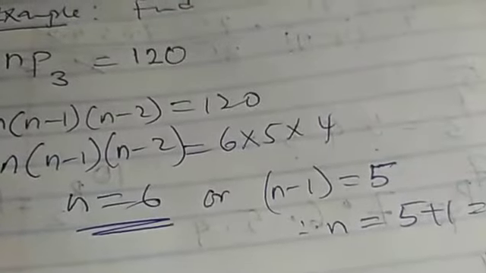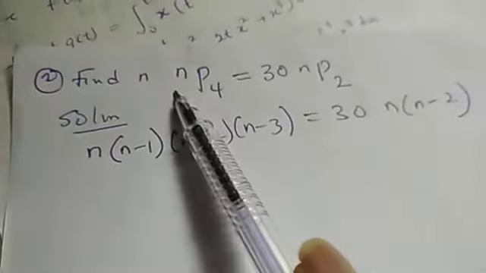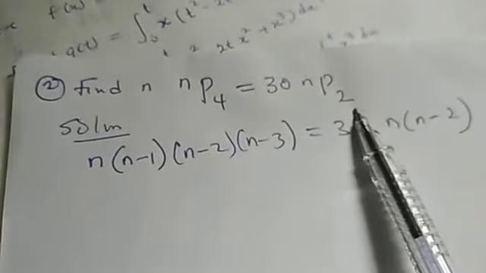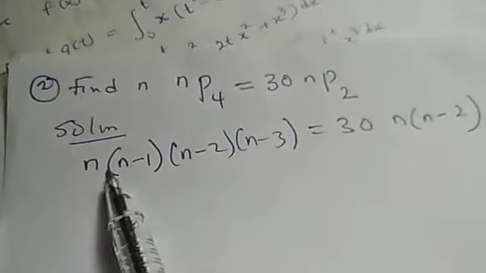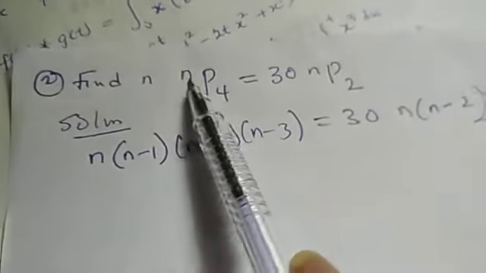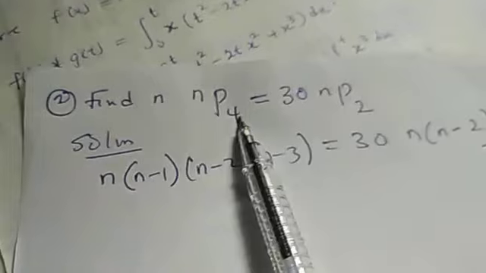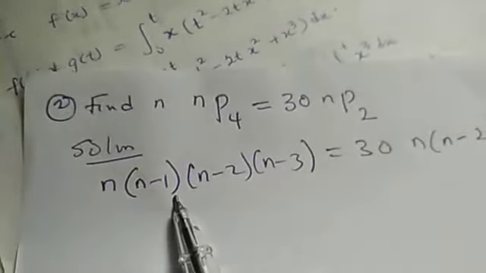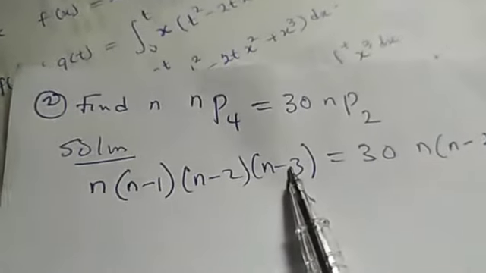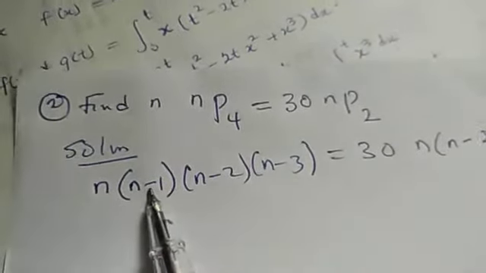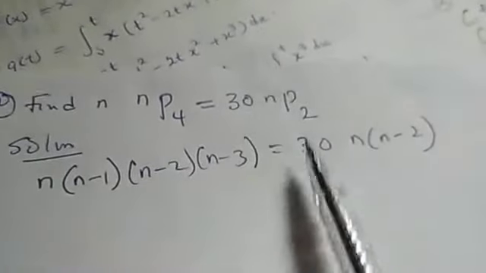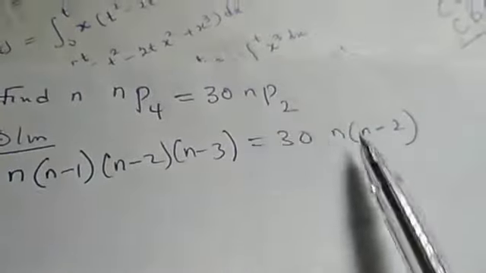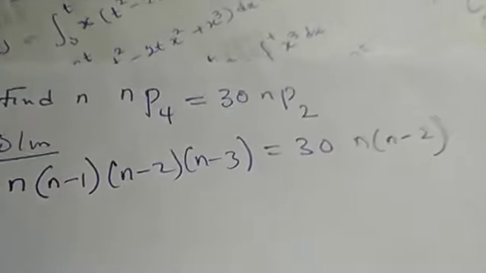Let's consider another example. Now, we want to find n here. n permutation 4 is equal to 30 n permutation 2. So solution, n permutation 4 simply means I should reduce n and I stop at the fourth number. So that will be n into n minus 1, n minus 2, n minus 3. So this is first, second, third, fourth, is equal to this, our 30. n permutation 2 means I should reduce n and stop at the second number. That will be n into n minus 1.